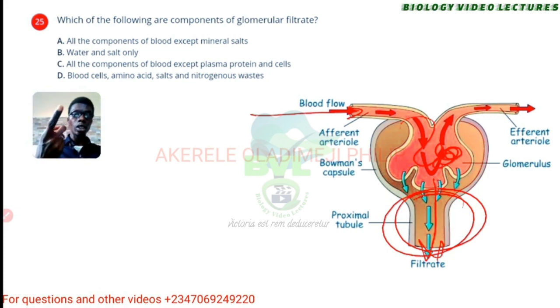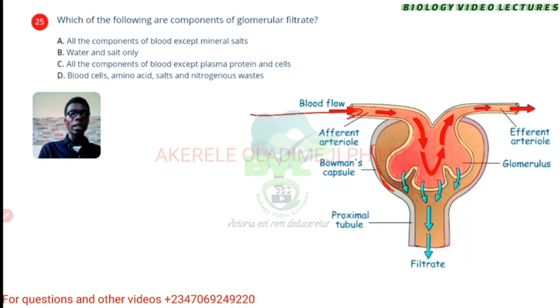Of course, it's not the only one that actually does the filtering. The Bowman capsule also does a part of the filtration, so to say. But the point is, these glomerular filtrates contain some things, and some things are actually absent. Now, bear this in mind. This filtrate ought to contain some waste products as well as some nutrients.